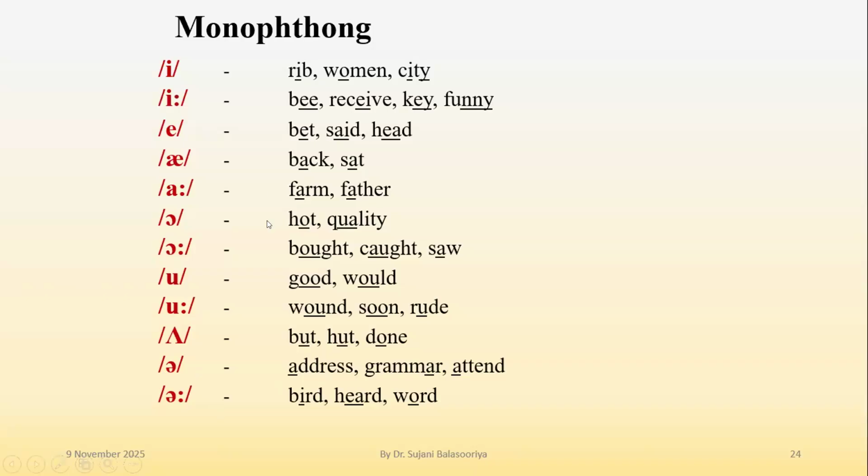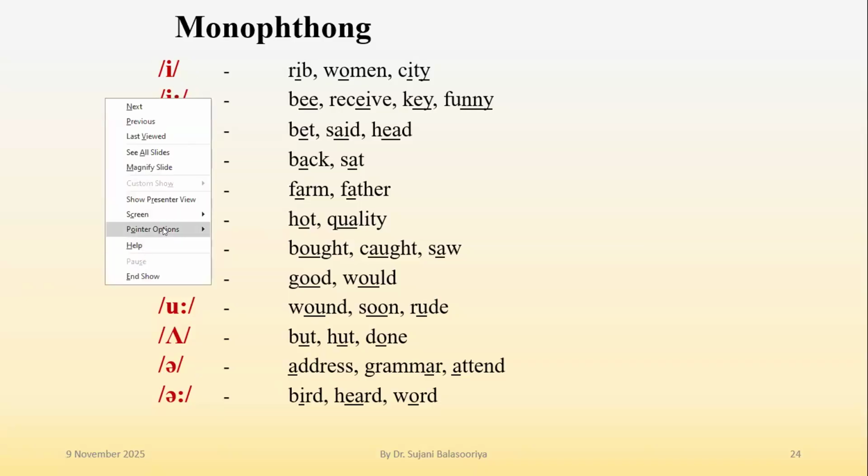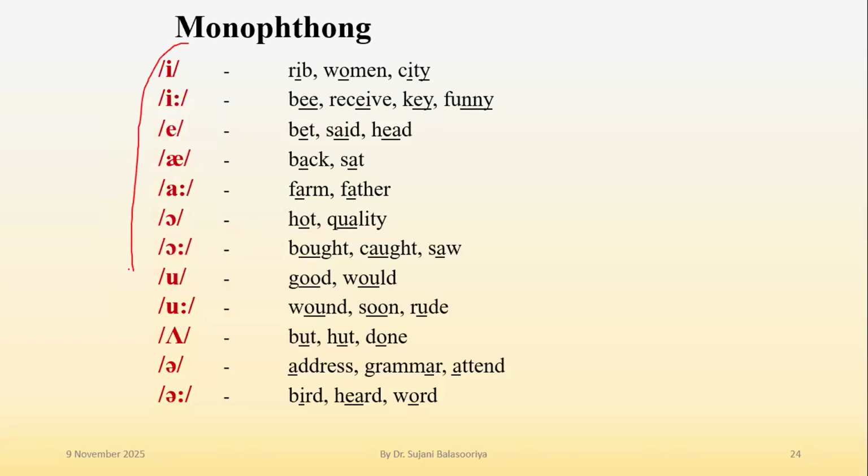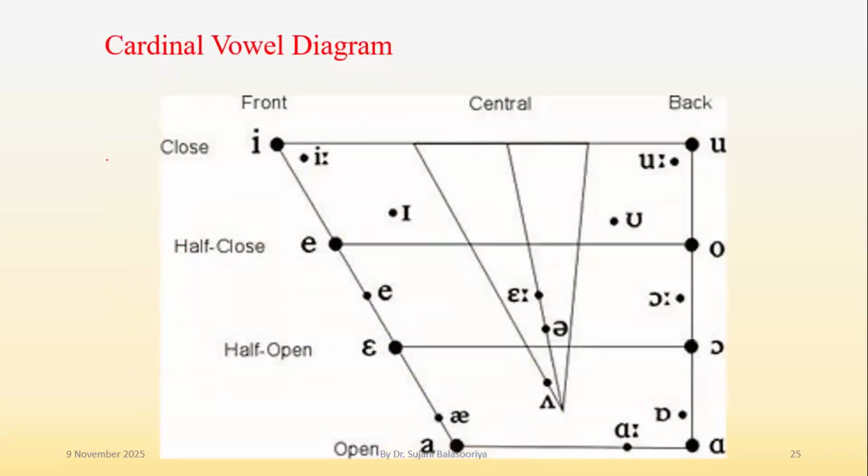Okay, so I think these words help you to identify what the vowel sound is and remember the phonetic symbols. When it comes to phonetic transcription, of course, you have to remember these symbols, symbols of both consonants and monophthongs. We will talk about the cardinal vowel diagram the next day.